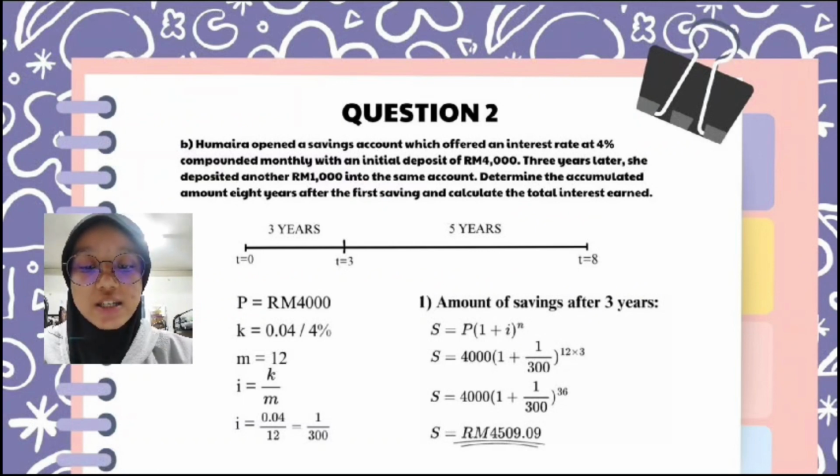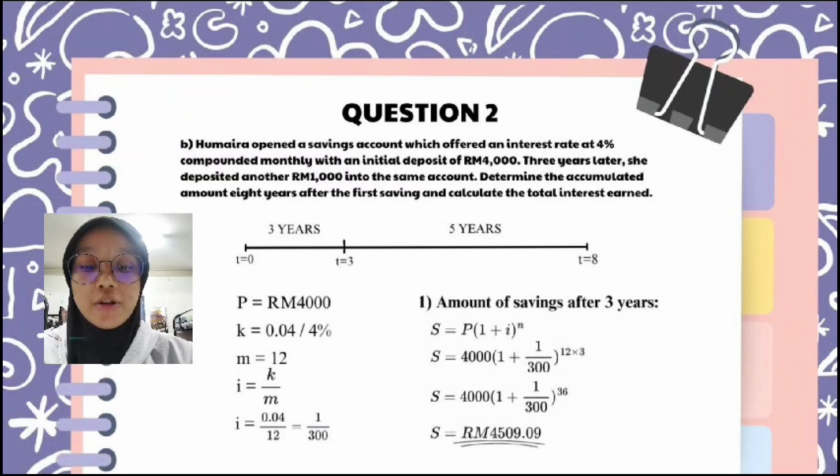Then this will give us i equals 0.04 over 12, and will give us an answer of i equals 1 over 300. To get n, we will need to multiply m with t. t is known as the period of time. With all the information we have, this will give us S equals 4,000 in a bracket 1 plus 1 over 300 with the power of 12 multiplied by 3.